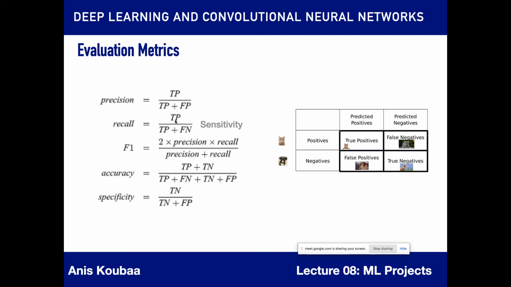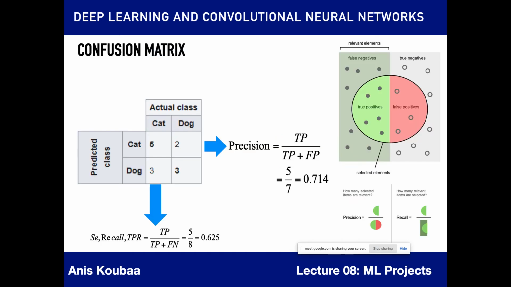Let's make an example. We have the following. This is called, by the way, a confusion matrix. You have cat is detected 5 times as cat, and the cat is detected 2 times as dog, and the dog is detected 3 times as cat and 3 times as dog. So here we can calculate the precision, which is the first one. TP divided by TP plus FP, so we have 71% of precision.